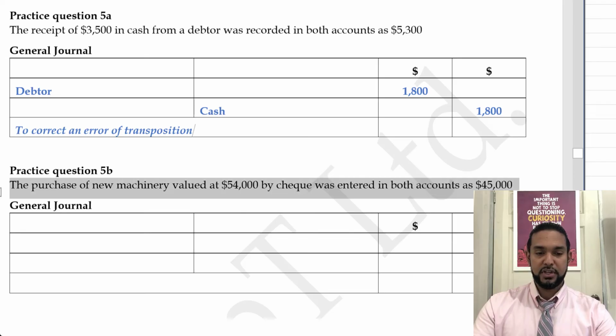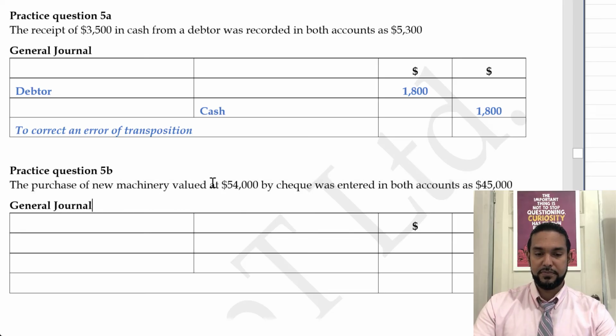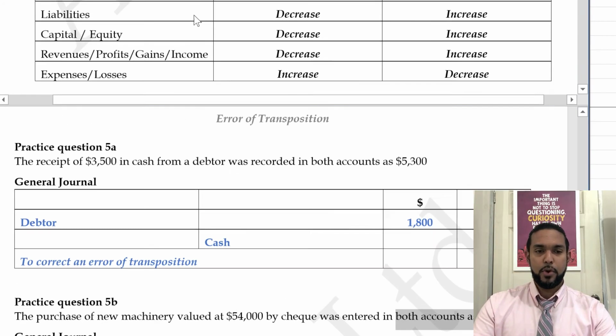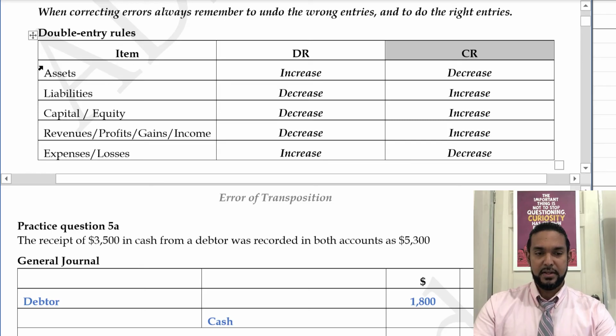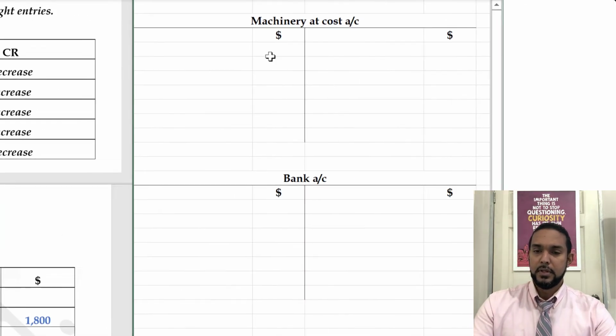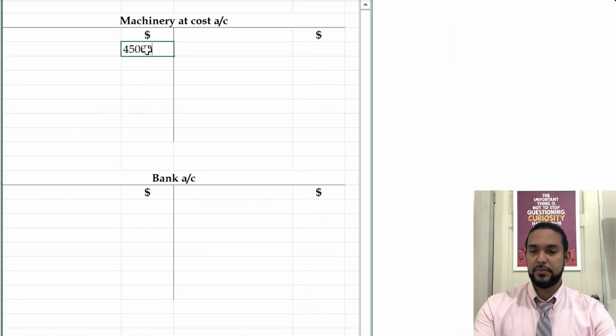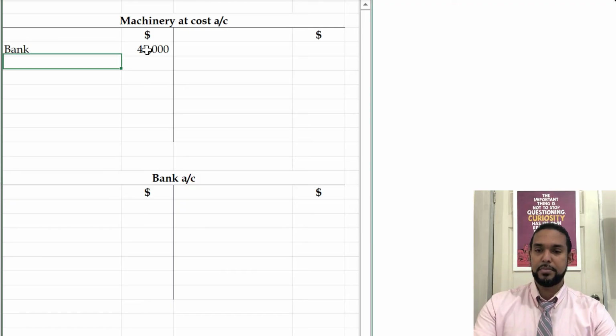So it says the purchase of new machinery valued at 54,000 was entered in both accounts as 45,000. So what do we buy? Machinery. So let's go up to the rules. So machinery is an asset. If you're buying an asset, it's increasing, which will require a debit to the machinery account. Let's go to the machinery account. So we're going to put in machinery 45,000 and we paid by check, so that means bank.